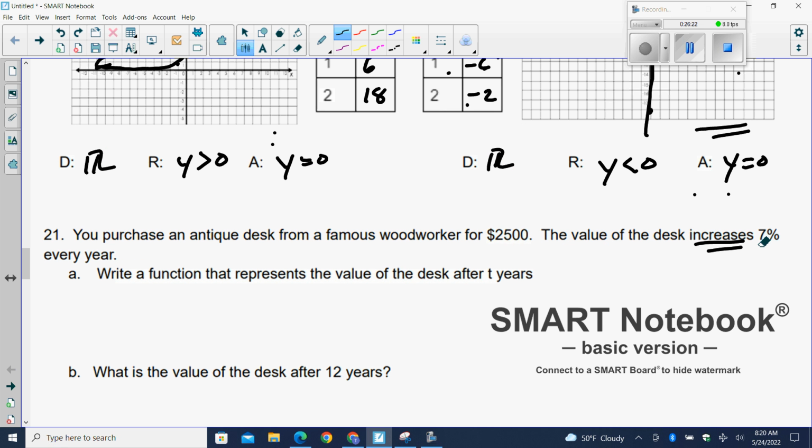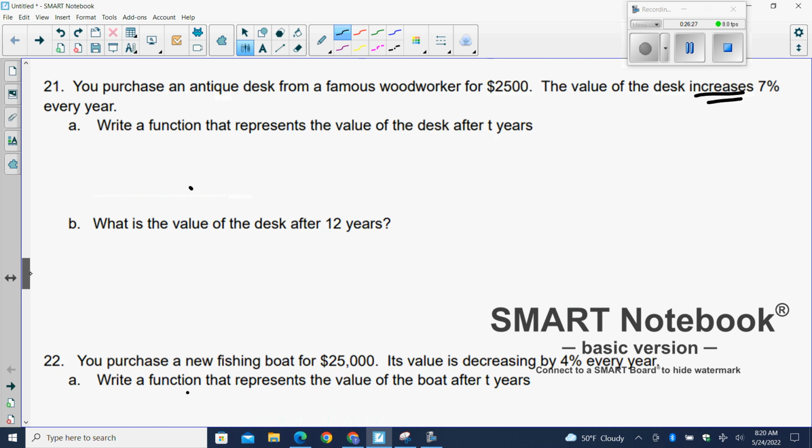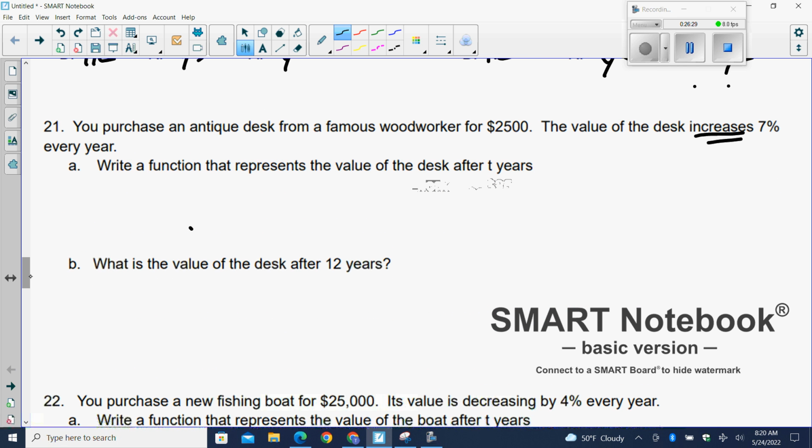at 7% a year. Write a function that represents the value of the desk after t years. Make sure you hear this. For this answer, your answer must have a t in it and not a number in place of t. That happens in question B. Question 21a, you must have y equals something with a t left in it.